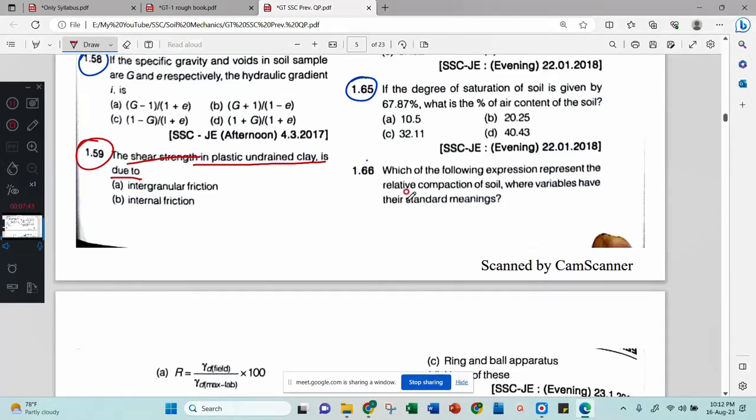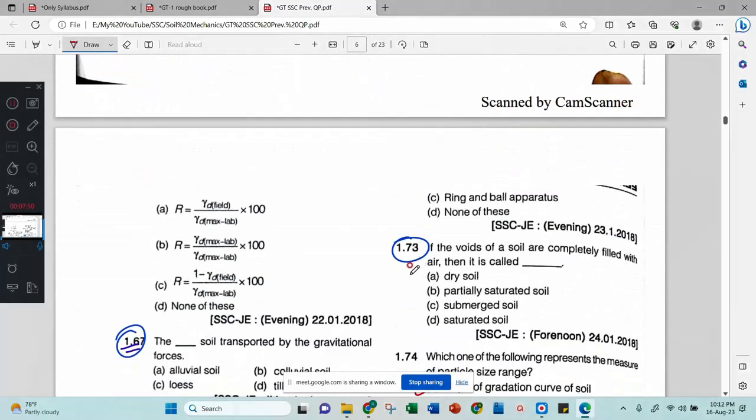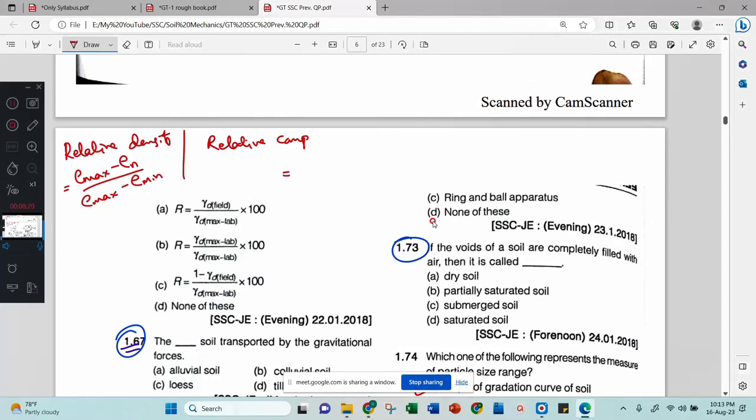Next, which of the following expressions represents the relative compaction where variables have their standard meaning? Relative compaction, you can write it here. See here, there are always two confusing terms. The first one is relative density. Relative density is nothing but e max minus e natural by e max minus e minimum. And another one is relative compaction. Relative compaction means you are just comparing the compaction. The compaction has happened very well, therefore gamma d max. Then this one is gamma d natural.